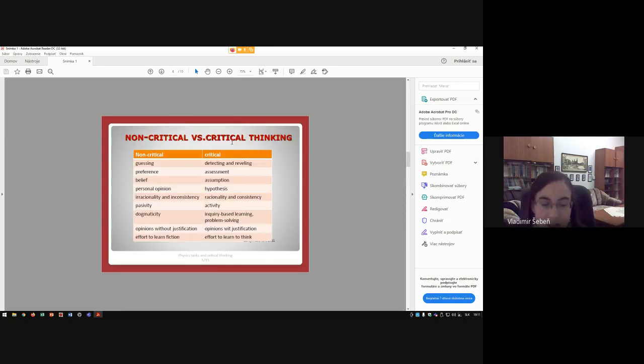On this table you can see the basic differences between non-critical thinking and critical thinking. As it was said before, the basic characteristics of critical thinking are related to thinking about things, assessing them, making assumptions and hypotheses, to be active in searching for the truth, to be rational about things. In the school environment, it's connected with problem-solving tasks and inquiry-based learning.